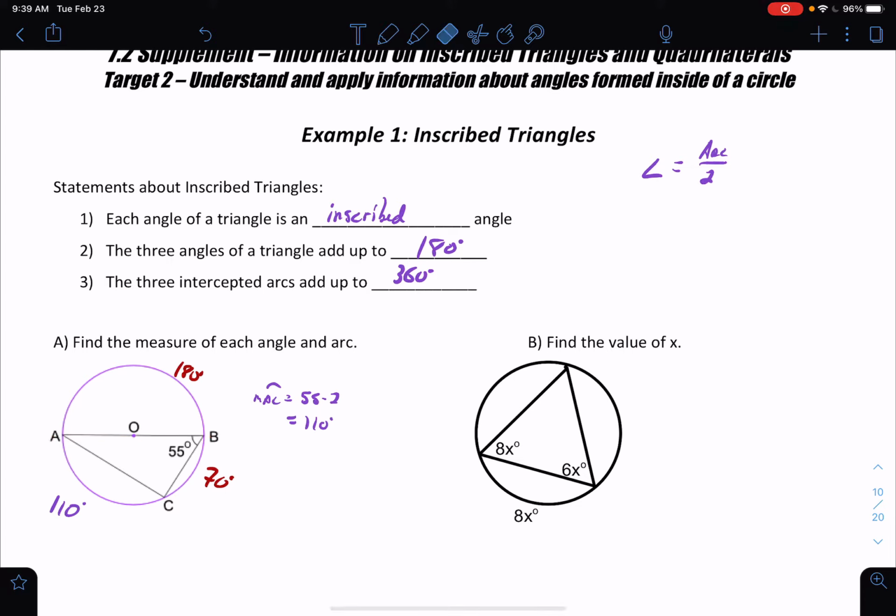So now that we've got that intercepted arc, this 70, we can work backwards to find this angle A. So the measure of angle A is 70 divided by 2, arc divided by 2. So the measure of angle A is 35 degrees.